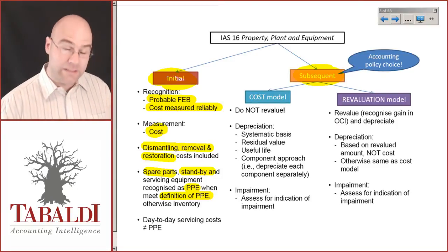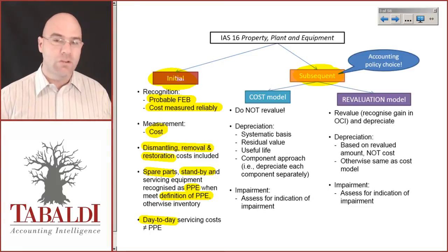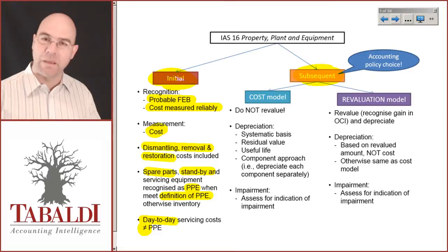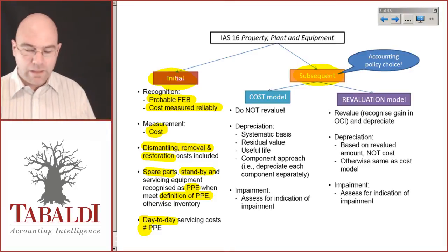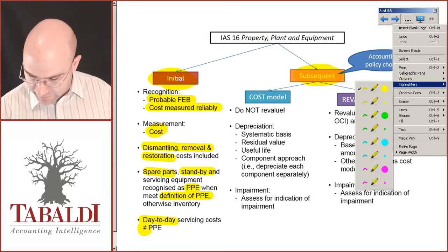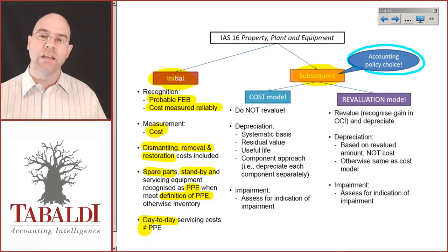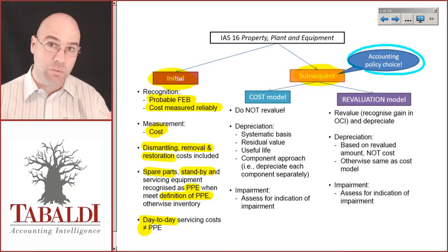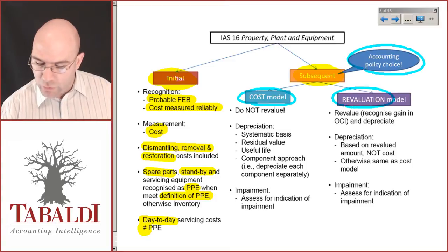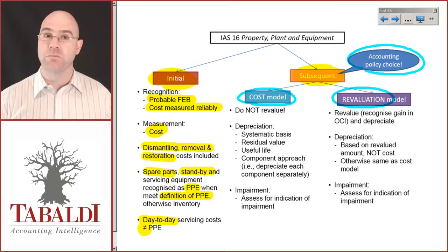We'll deal with that a little later on, but that leads us into day-to-day servicing costs. Remember, those are not property, plant and equipment. They must be expensed in profit or loss. Then, in subsequent measurement, you have an accounting policy choice. And that accounting policy choice is to measure PPE subsequent to initial recognition, either on the cost model or the revaluation model. Not the fair value model, the revaluation model.